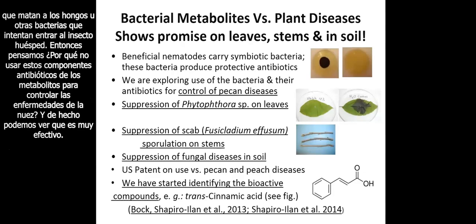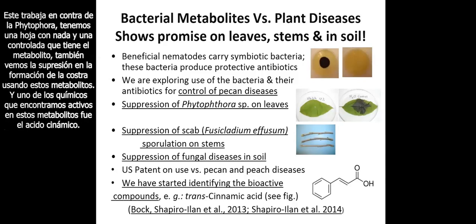But these bacteria have certain byproducts that are antibiotics that suppress fungi or other bacteria that try and get inside the insect host. We thought, why not use these antibiotic metabolites to control pecan diseases? And in fact, we see that they can be very effective. This is against Phytophthora, a sprayed leaf that's protected, as well as a control leaf. This has the bacterial metabolite, this one doesn't.